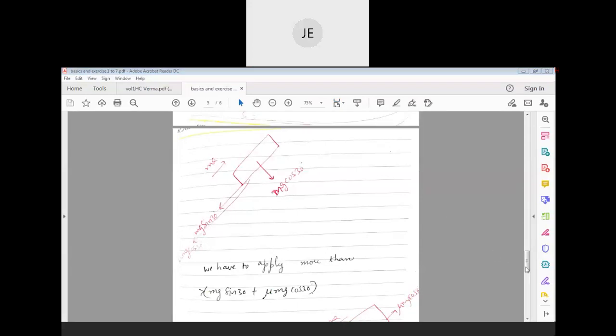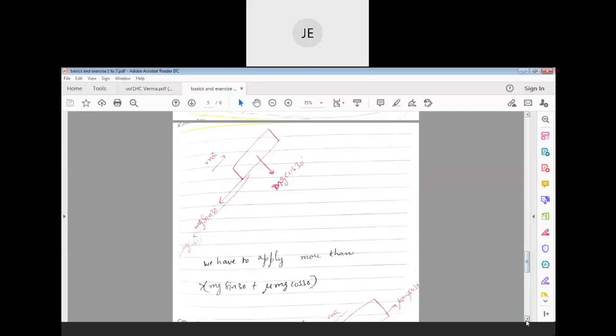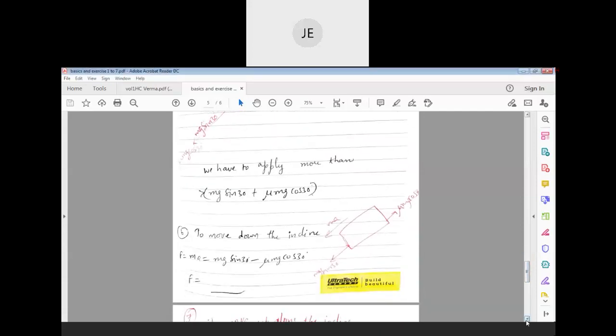And they have asked to move down the plane. So net force should be downwards. The mg sin 30 component is also downwards, and frictional force should be upwards, so mu mg cos 30. So mg sin 30 minus mu mg cos 30, that is the force required.